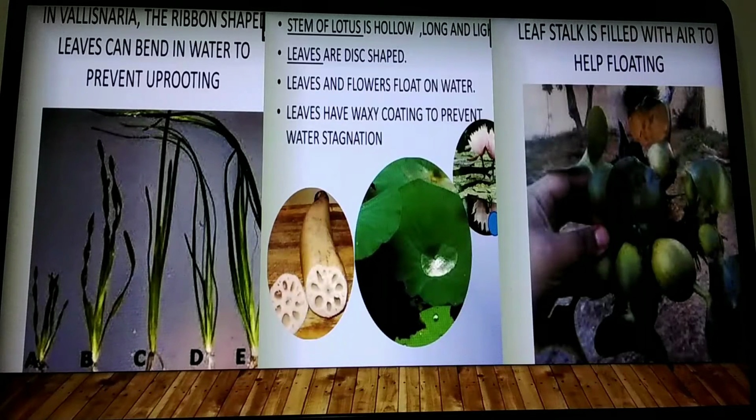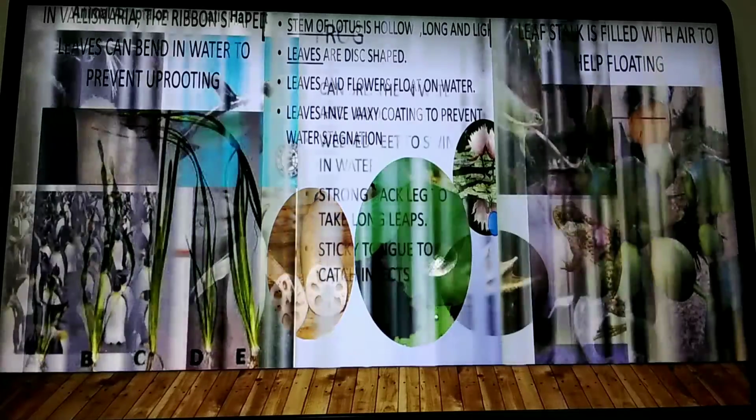Even in the next slide, water hyacinth will have some air-filled leaf-like structures down the leaf. Those also help in floating. That is water hyacinth, usually found in ponds, streams and lakes.